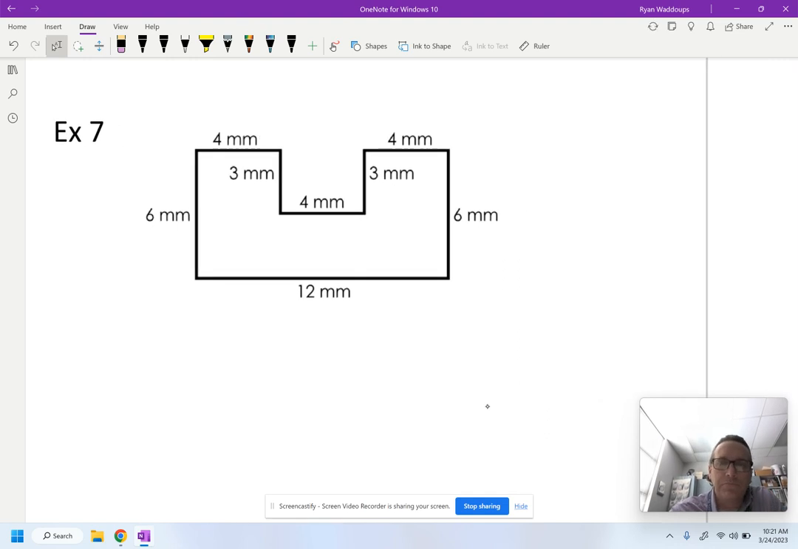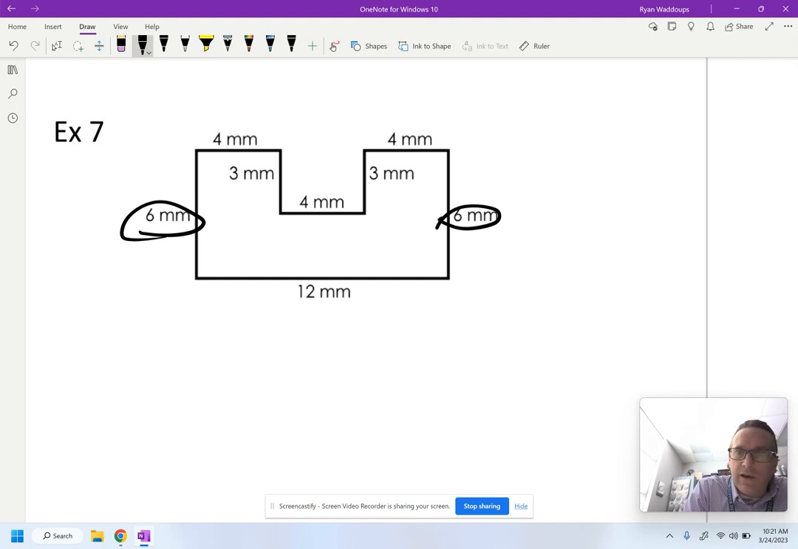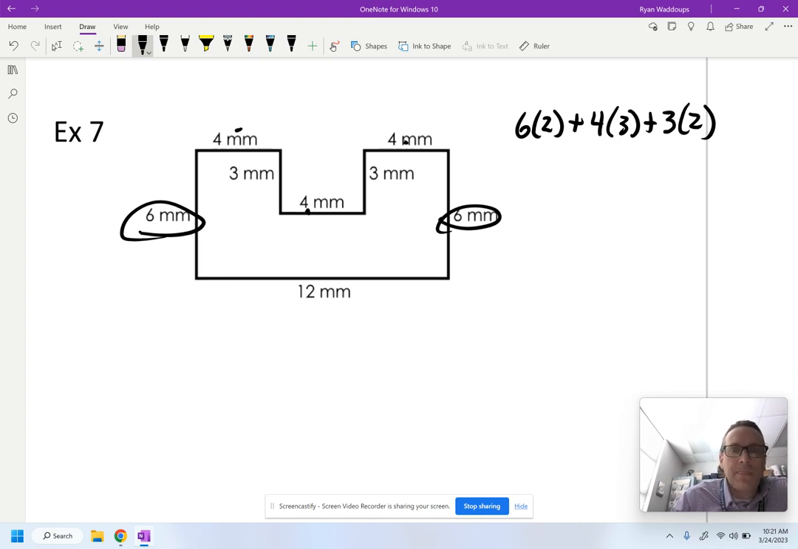I'm going to do this just a little bit differently, though. Instead of adding 6 plus 6, I'm going to take 6 times 2. That one and that one, there's 6 times 2. And I've got 4 three times, so that's plus 4 times 3. And then I've got 3 twice, so that's plus 3 times 2.